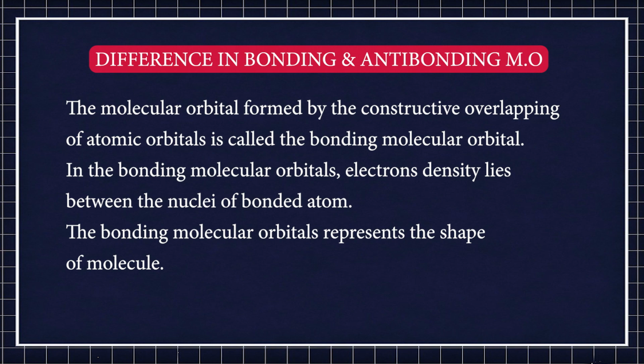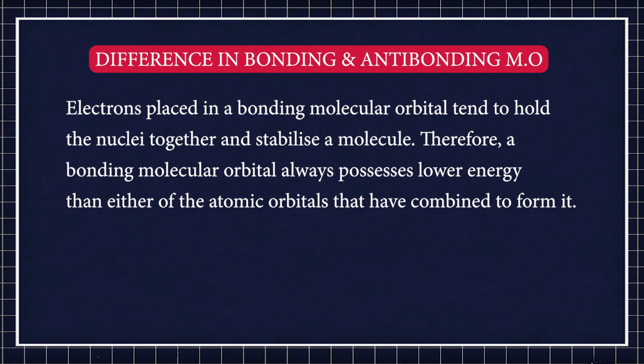As a result, the electron density in a bonding molecular orbital is located between the nuclei of the bonded atoms, because of which the repulsion between the nuclei is very less. While in case of an anti-bonding molecular orbital, most of the electron density is located away from the space between the nuclei. In fact, there is a nodal plane between the nuclei on which the electron density is 0, and hence the repulsion between the nuclei is high.